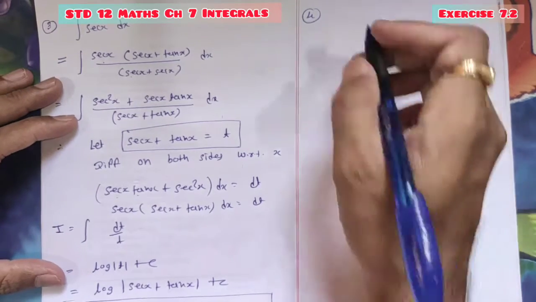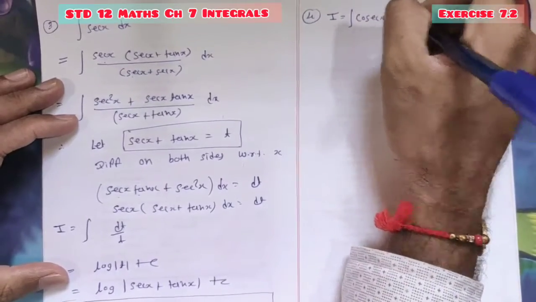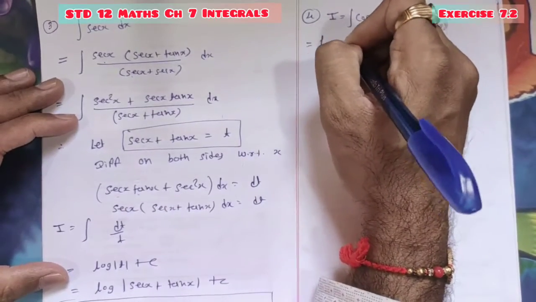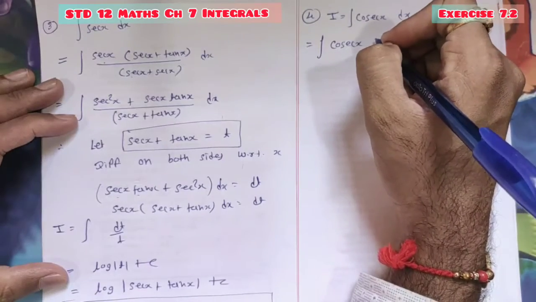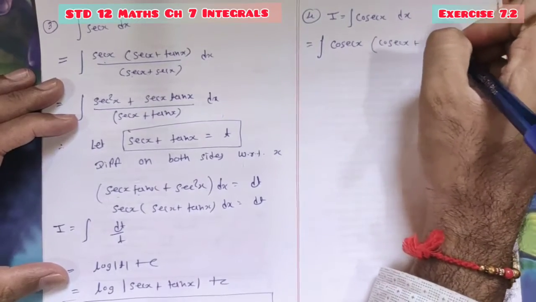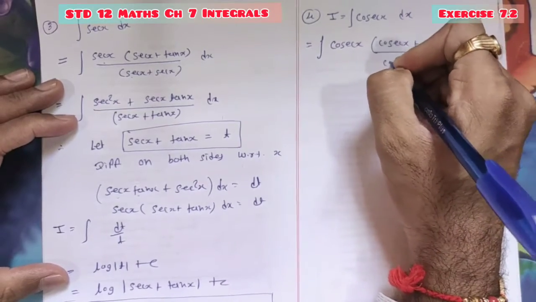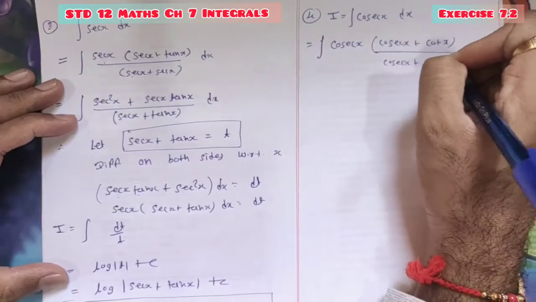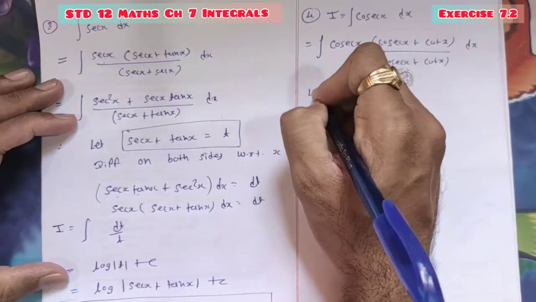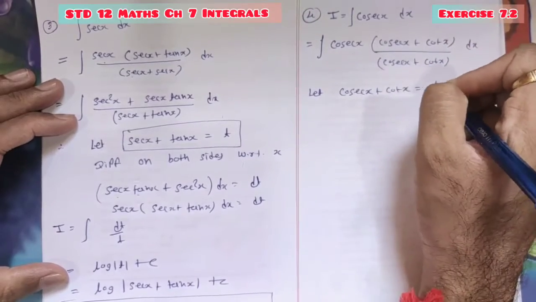So you have to derive the formula of cosec x. So find the integration of cosec x dx. Here also you have to remember: cosec x, cosec x plus cot x upon cosec x plus cot x dx. Now our substitution. So let cosec x plus cot x equal to t.